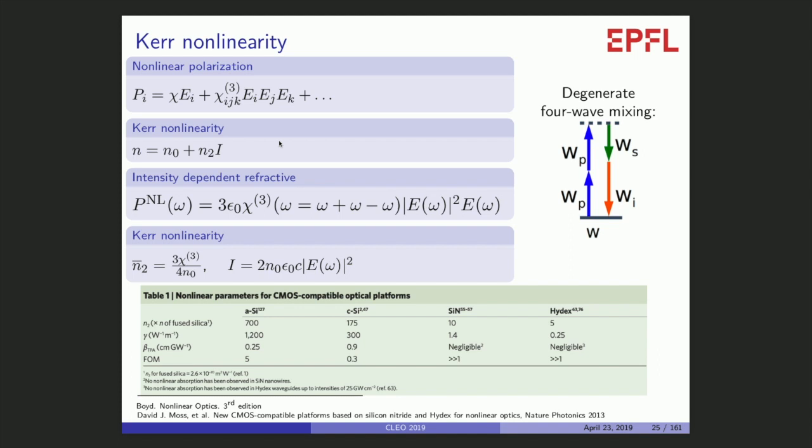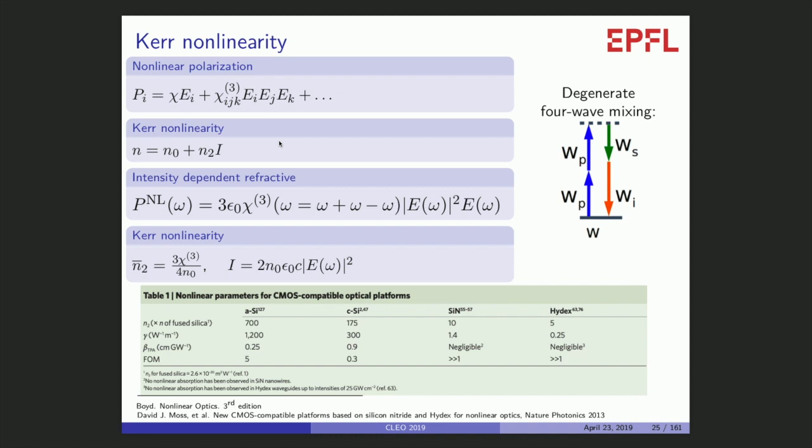And the way that the Kerr nonlinearity is defined is that the Kerr nonlinearity is nothing else than a change in refractive index that a laser field causes on itself. So it's the self-contribution, the nonlinear contribution that oscillates with the same frequency omega. And that leads down to the following expression for the N2. The N2 is just 3 times chi 3 divided by the refractive index N0.